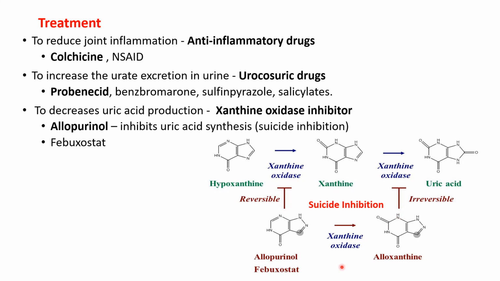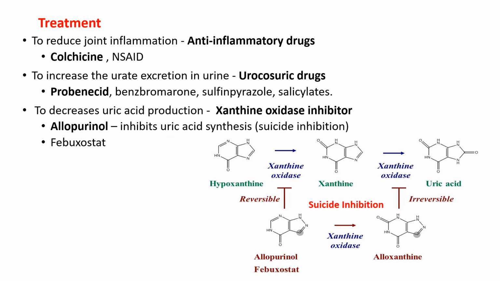Apart from this, we have one more drug, that is febuxostat. This is also an inhibitor of xanthine oxidase, but if you see the mechanism of action, it non-competitively blocks the molybdenum pterin, which is present in the enzyme xanthine oxidase, which is an active site of xanthine oxidase. So the active site of xanthine oxidase is inhibited by this. That means this also causes decrease in production of uric acid. So by these three mechanisms, gouty arthritis can be treated.